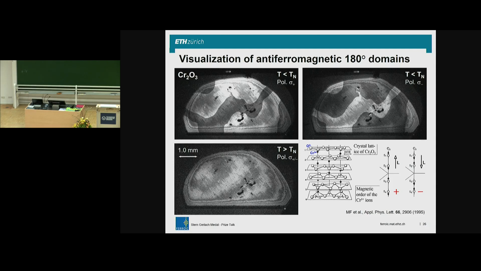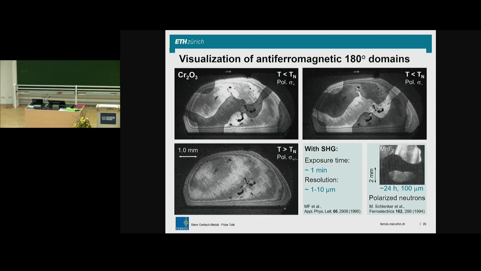But with this second harmonic imaging approach, you need a minute, and then you get a few micrometers resolution. The only other picture that was taken of antiferromagnetic 180-degree domains was polarized neutron scanning experiments: 24 hours, 100 micrometers resolution. So this is really, in that sense, unbeatable as a complementary technique to image magnetic order.